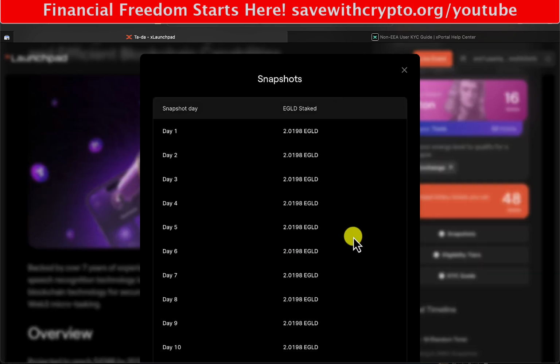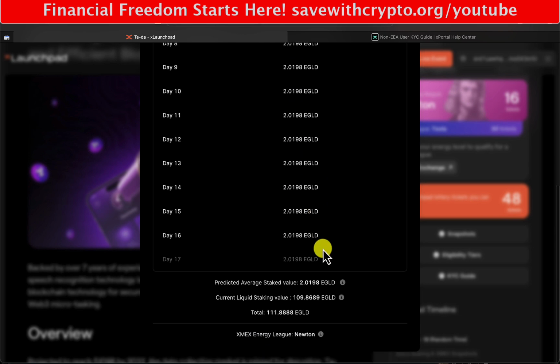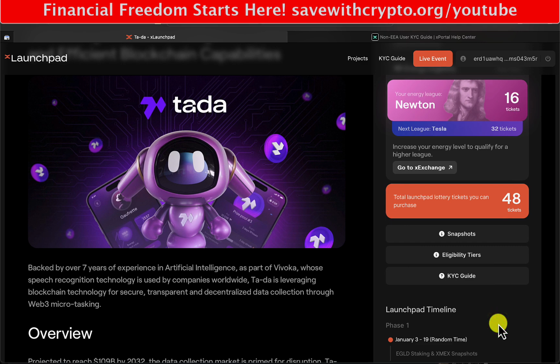So yeah, the snapshots here, these were just like 2 HsEGLD. Okay, right, so good. So average stake value 2 HsEGLD, current liquid staking value 109 HsEGLD. Okay, so the liquid staking was taken into account. That's excellent. XMEX Energy League Newton. Okay, so that's good. That shows you that the snapshots happen properly.